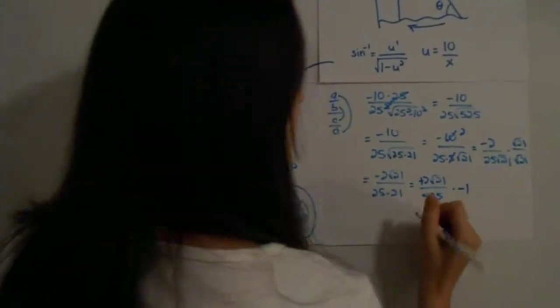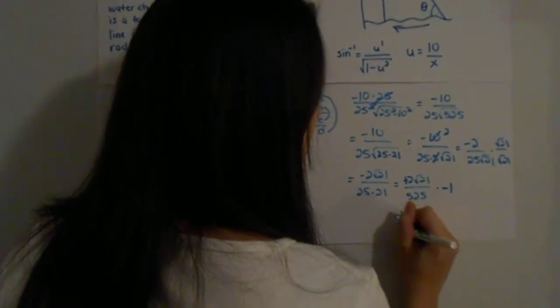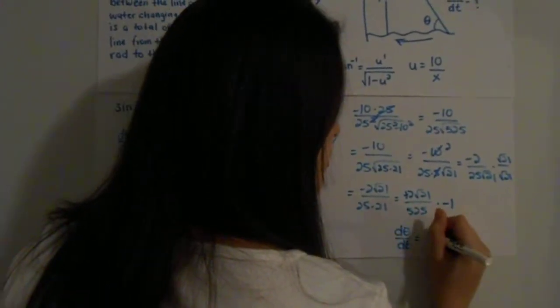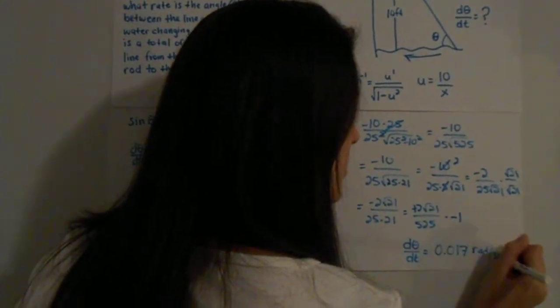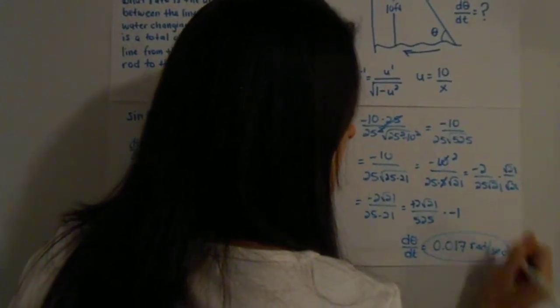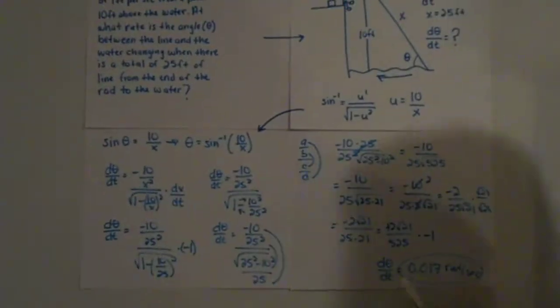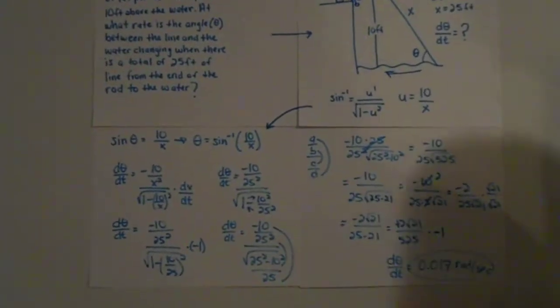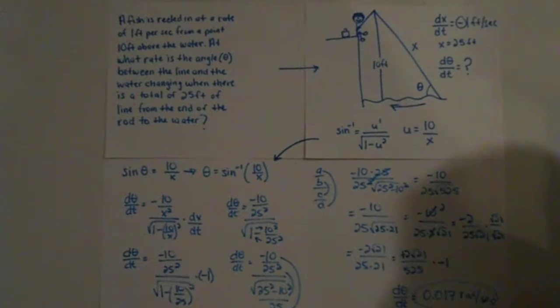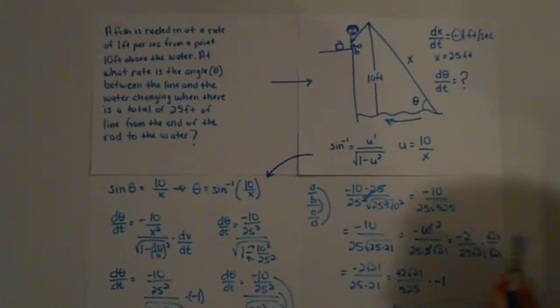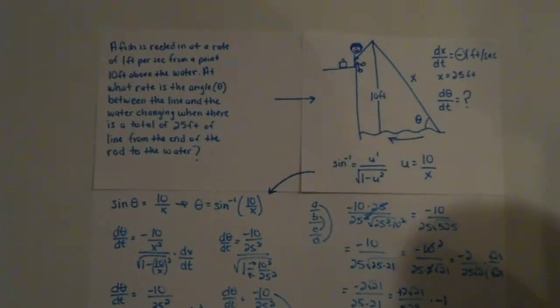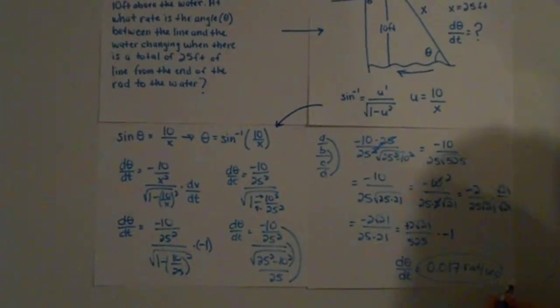So when you plug this into your calculator, you're going to get that d theta all over dt is equal to 0.017 radians per second. So this is our final answer. We answered the question. We were looking for d theta dt, and we found d theta dt. The rate at which the angle between the line and the water is changing is 0.017 radians per second.